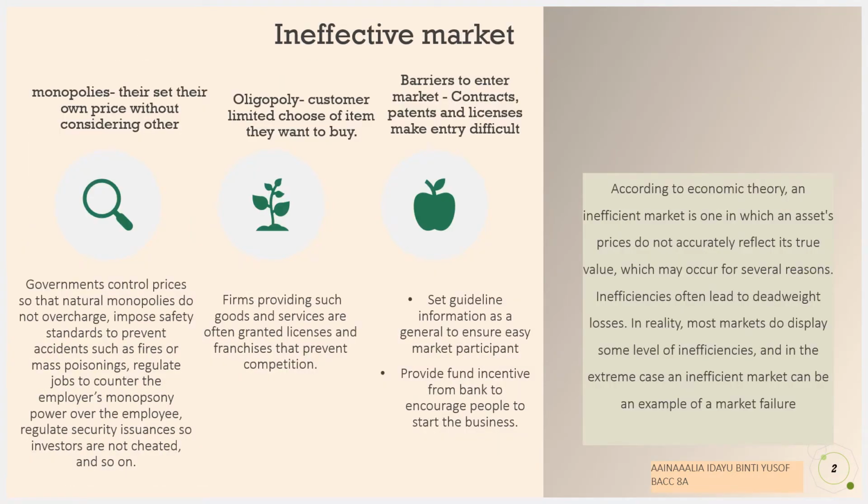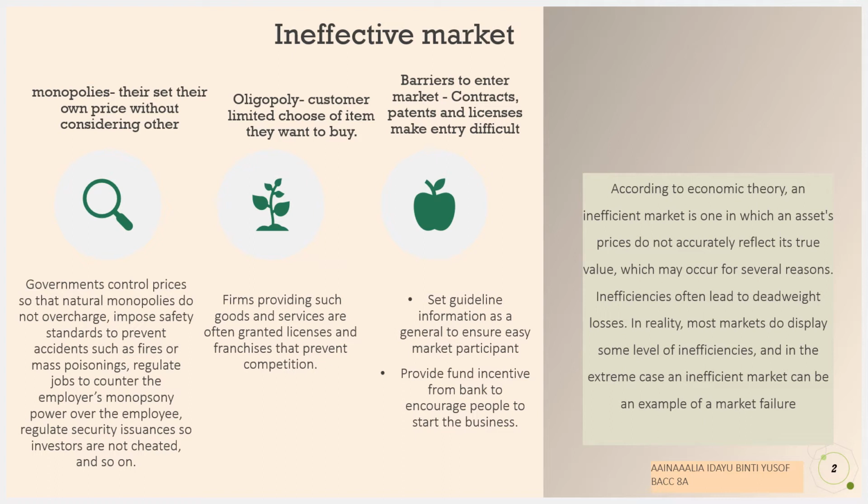Let's look at the ineffective market, which can lead to market failure. In monopoly environments, firms set their own price without considering others, so through these regulations the government controls prices so that monopolies do not overcharge people. Safety standards prevent accidents such as fires and mass poisonings. Regulating jobs counters the monopoly power of the employer, and regulating securities and insurance ensures that investors are not cheated, and so on.